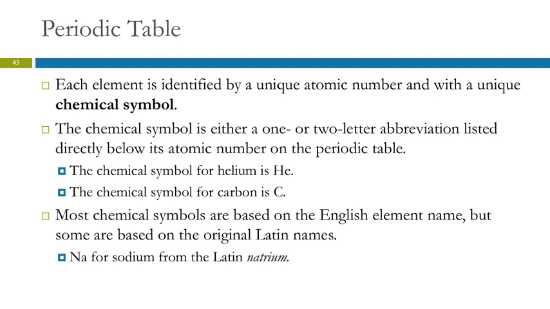So we've got helium. The chemical symbol is capital H, lowercase e. Carbon is capital C. Many of the element symbols are the first letter or the first 2 letters of the element's name. But some of the symbols come from their Latin names. And so those are the ones that don't seem to make any sense. Like, how do you get Na from the word sodium? There's no N and there's no A in sodium. Well, that's because it's not based on the English name. It's based on the Latin name natrium. So it's the first 2 letters of the Latin name.